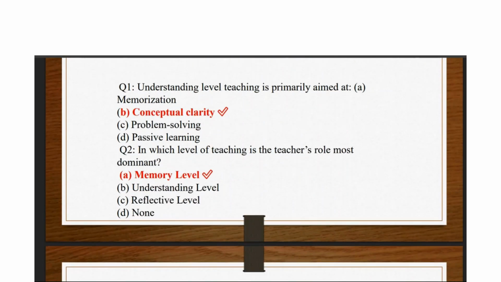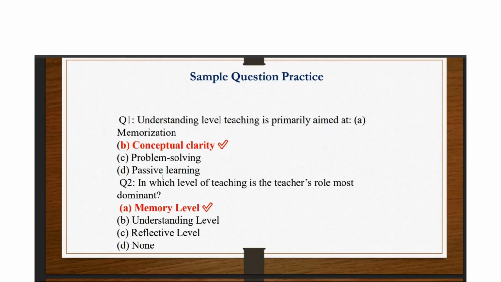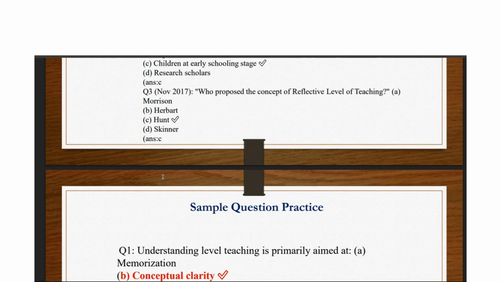In which level of teaching is the teacher's role most dominant? We have already discussed that in memory level of teaching, the teacher's role is most dominant, whereas in understanding level, teacher dominance is less, and in reflective level, the teacher is democratic, and in understanding level, the teacher is a facilitator. So that's all, friends, regarding the levels of teaching.